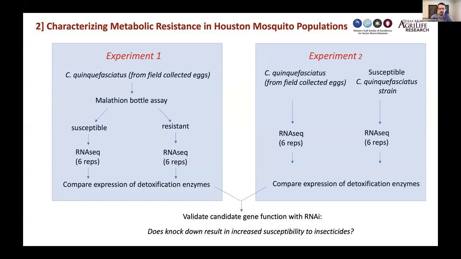We're exposing them to malathion bottle assays and then separating them into those that are resistant and susceptible. And these are stored for RNA-seq, essentially whole transcriptome sequencing. And we obtain 6 reps, each rep consisting of 10 individuals that are pooled. And then we subject these to sequencing and compare the expression of the detoxification enzymes.